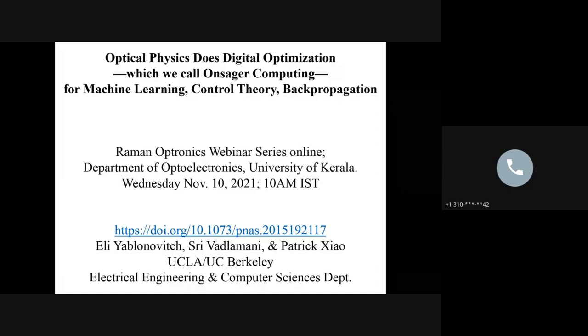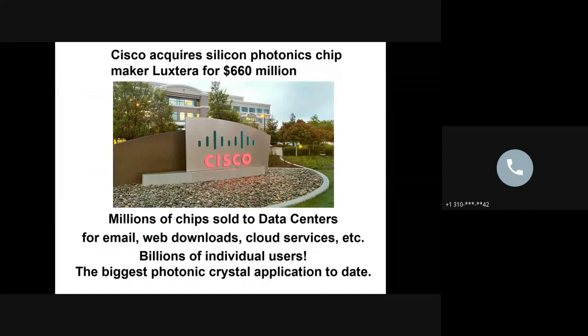problems. Now, you might ask what this has to do with optics. I'll indicate it very shortly. But you'll see that throughout the human endeavor these days, it's very important to do optimization. So I'll start with showing you some examples. The first example is silicon photonics, which emerged recently and has become a very important factor in industry.